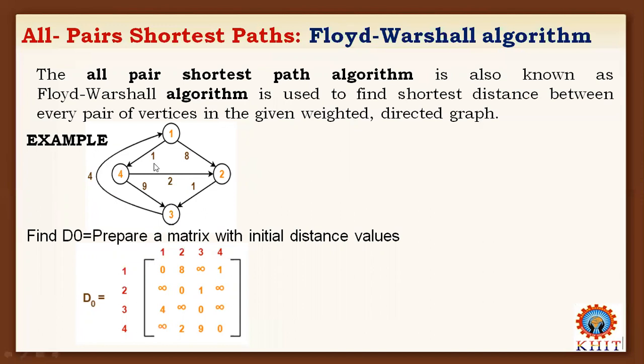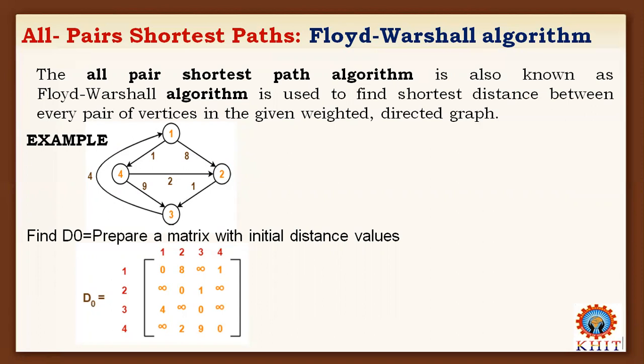From the given graph, we need to find the shortest path or distance between every pair of vertices. Listen carefully. A pair is nothing but a combination of two vertices. 1 to 2 is a pair. 2 to 3 is a pair. These are considered as pairs. For every pair of vertices in the given graph, we need to find the shortest route or shortest distance.